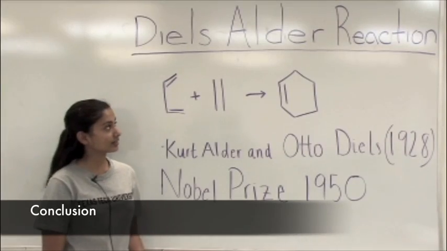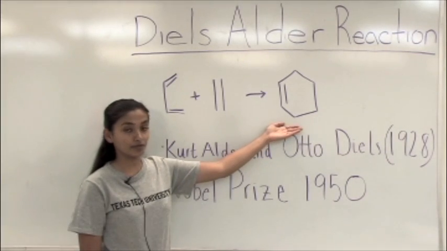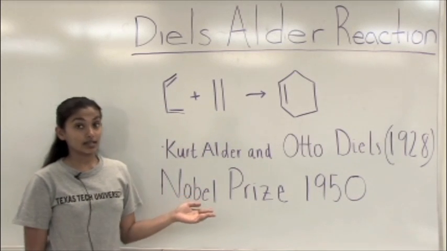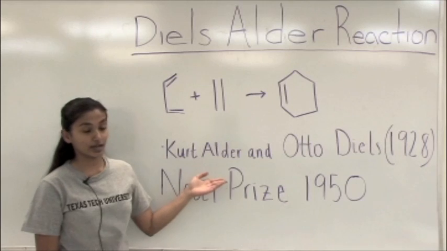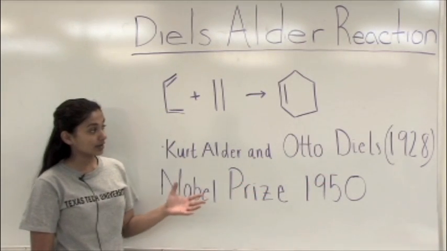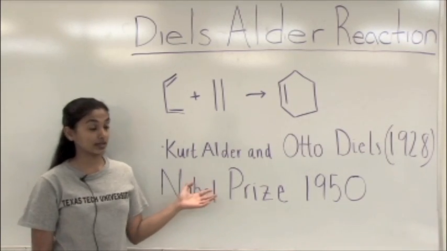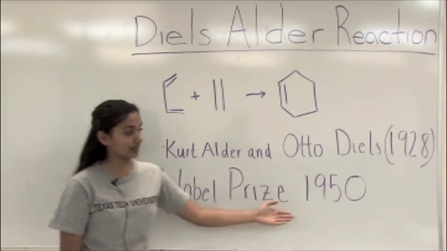In conclusion, the Diels-Alder reaction is important for building larger carbon frameworks from smaller starting materials. This classic organic reaction was discovered by Kurt Alder and Otto Diels in 1928, and because of how important this reaction is to synthetic chemistry, they were awarded the Nobel Prize in Chemistry in 1950.